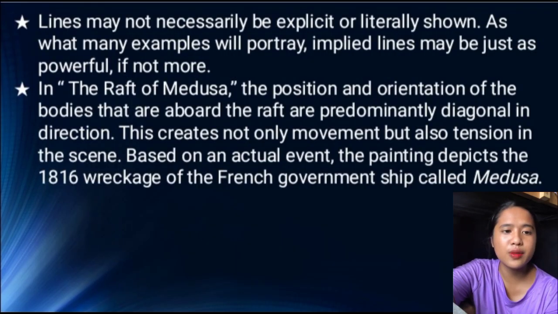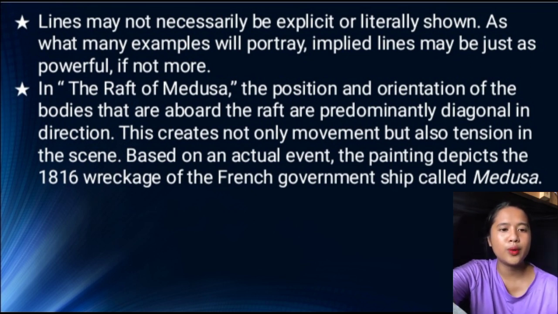Next, lines may not necessarily be explicit or literally shown, as some examples well portray. Implied lines may be just as powerful, if not more. In The Raft of the Medusa, the position and orientation of the bodies aboard the raft are predominantly diagonal in direction. This created not only movement but also tension in the scene. Based on an actual event, the painting depicts the 1816 wreckage of the French government ship called Medusa.